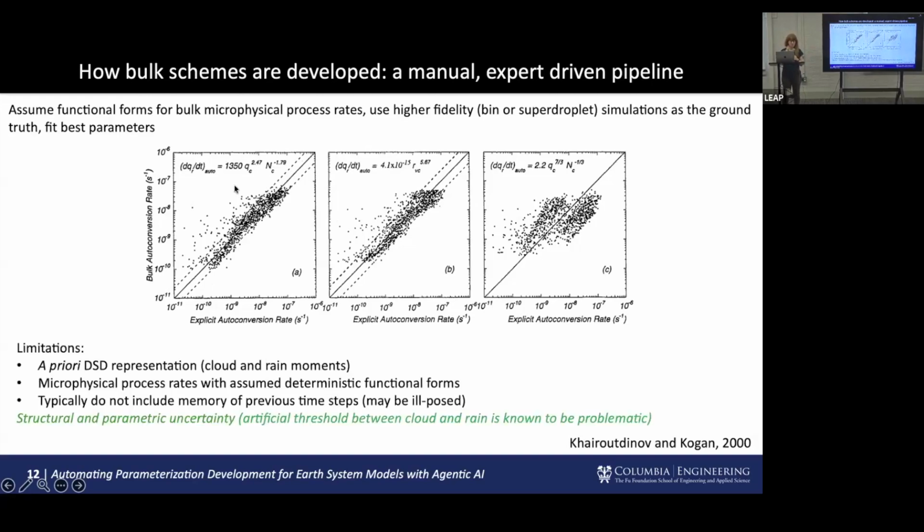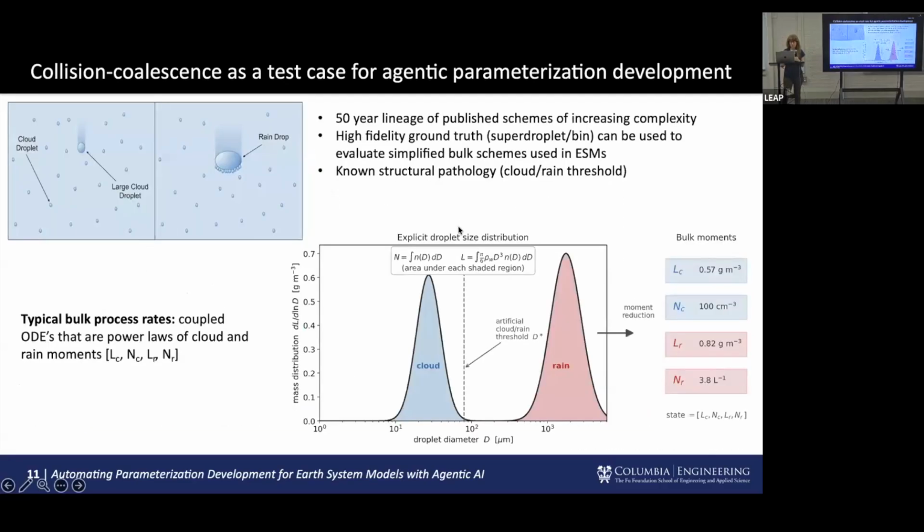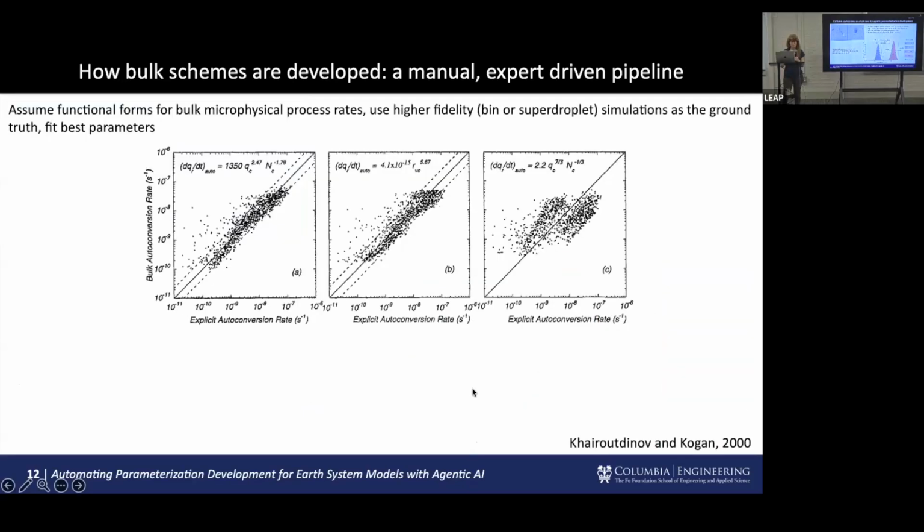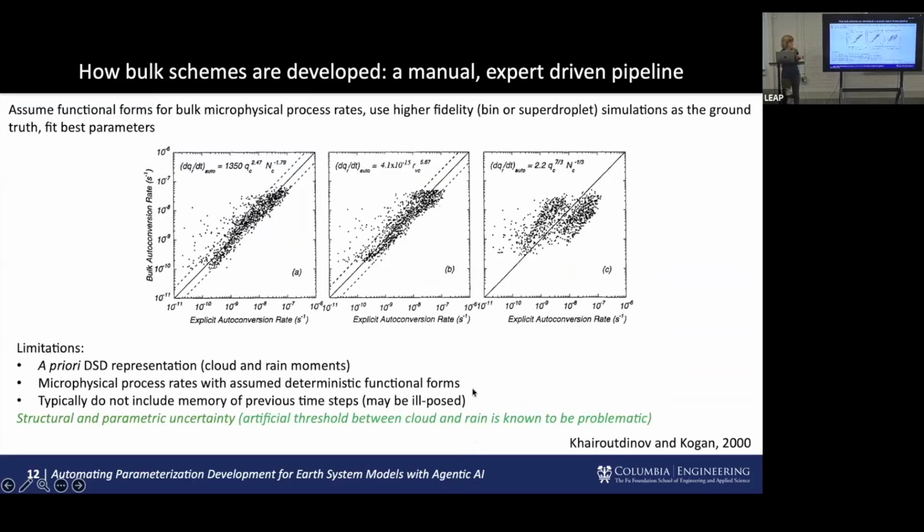And there are a number of limitations. We have an assumed a priori droplet size distribution representation. The microphysical process rates have an assumed deterministic functional form, and we don't typically include things like memory of previous time steps. So this might be ill-posed for truly representing the collision coalescence process. And we also know that the threshold that people choose to distinguish between cloud and rain is known to be problematic, because we can't just have a single threshold for a heavily drizzling or a lightly drizzling cloud versus a heavily precipitating cloud.